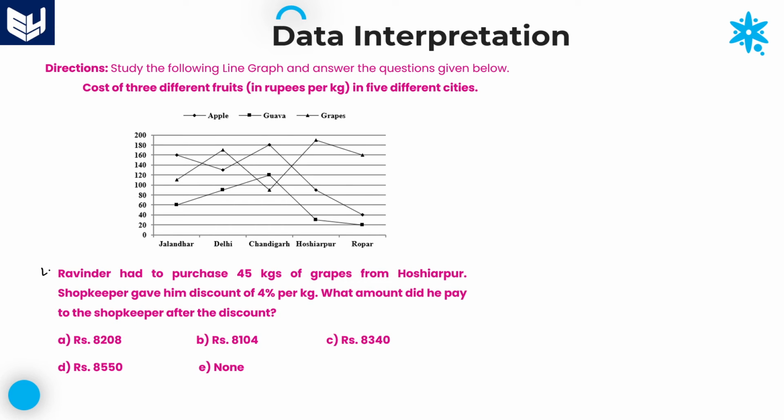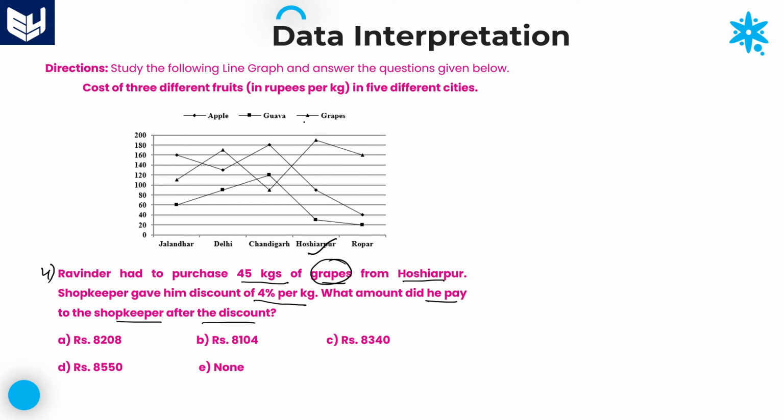Next one, fourth question. Ravinder had to purchase 45 kgs of grapes from Hoshiarpur. Shopkeeper gave him a discount of 4% per kg. What amount did he pay to the shopkeeper after the discount? See, first of all, we are talking about the city Hoshiarpur. From Hoshiarpur, we are talking about the fruit of grapes.